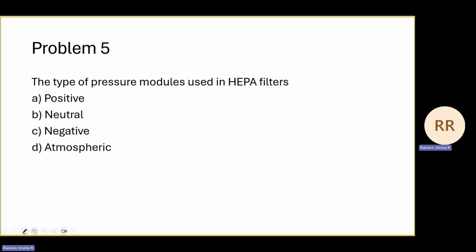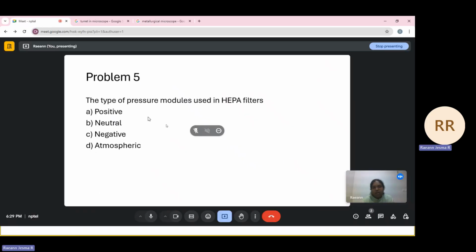So now let us move on to the next problem, problem 5. The type of pressure modules used in HEPA filters are option A, positive, option B, neutral, option C, negative, option D, atmospheric pressure. So which is the correct answer for this one?